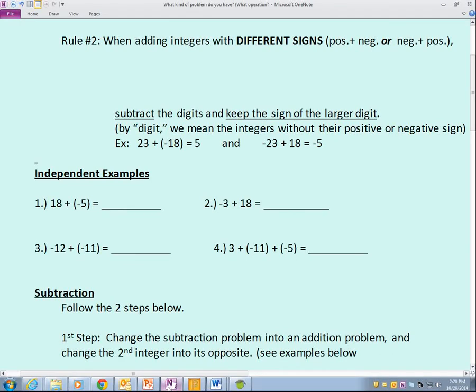Independent examples. I'm going to give you 1 minute to do these 4 questions on your own, and then we're going to come back and see how we did. So 1 minute, you may begin.